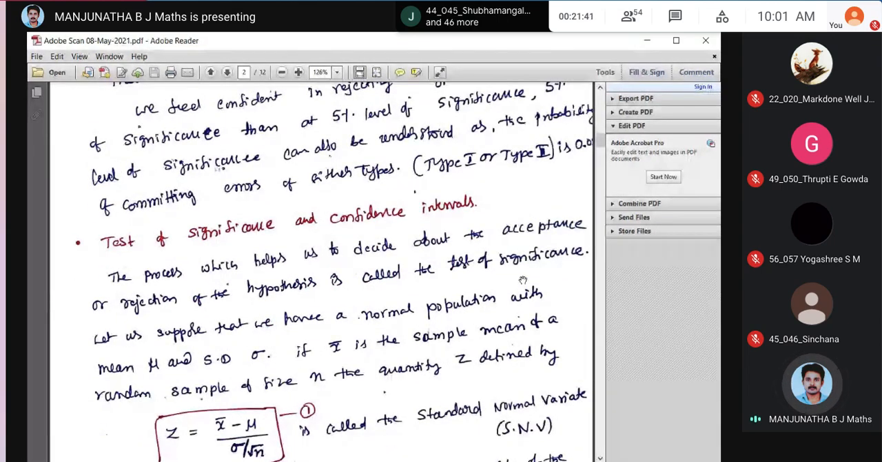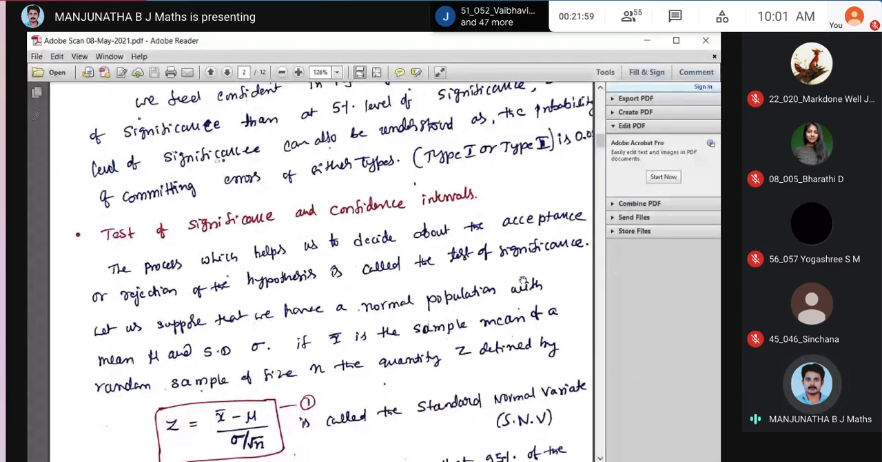Next, test of significance and confidence interval. See, you have to note the interval here. What is the interval? What is the range within which your mean value lies? And when you come to testing proportions, you have to note what the formula is, what you have to do, what the probability limits are. You have to note all those things. Test of significance and confidence interval: the process which helps us to decide about the acceptance or rejection of the hypothesis is called test of significance.